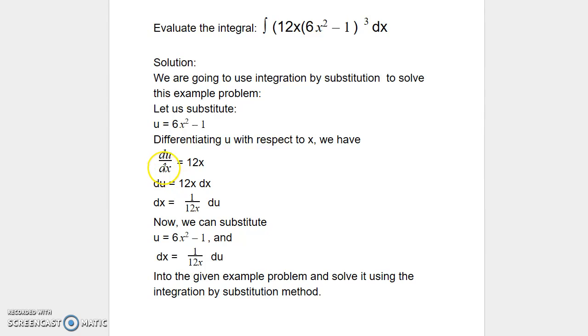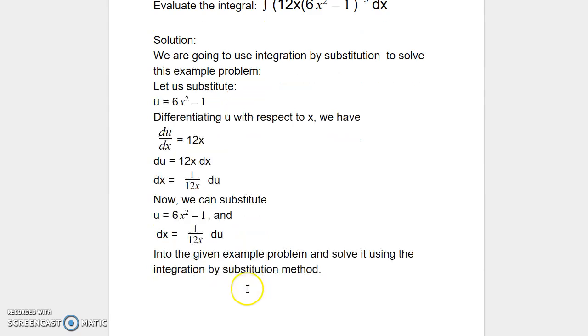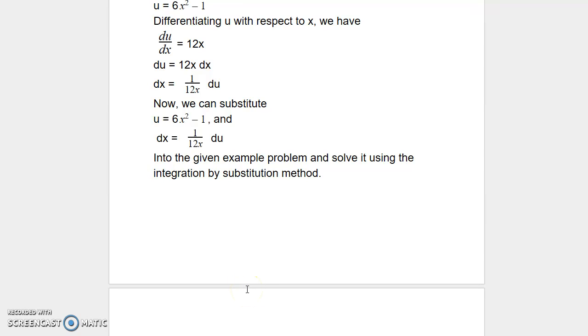I brought this dx in the denominator to the side of this expression here, and then wrote it out as 12x times dx. I want to express it in terms of dx. dx is equal to 1 over 12x times du. Now we can substitute u equal to 6x squared minus 1 and dx equal to 1 over 12x du into the given example problem and solve it using the integration by substitution method.